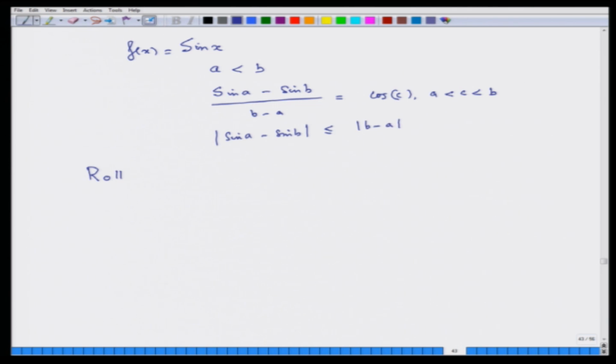Rolle was a very colorful character, by the way, but this theorem is very interesting. Same sort of stories. Now, write down the mean value theorem.